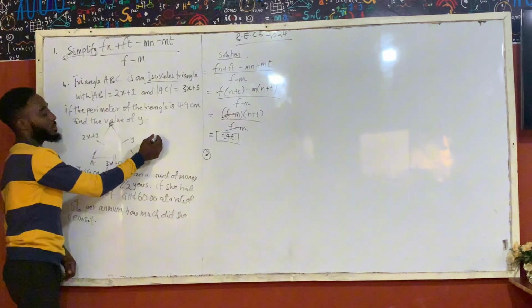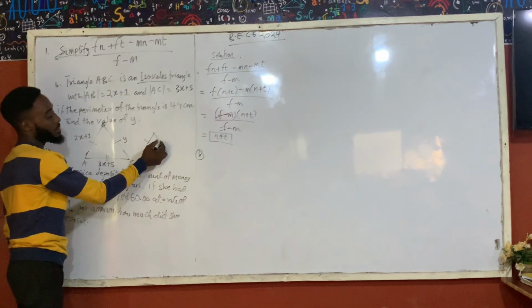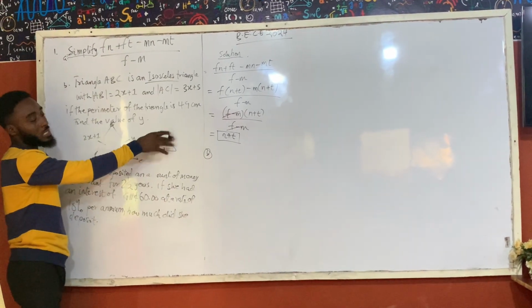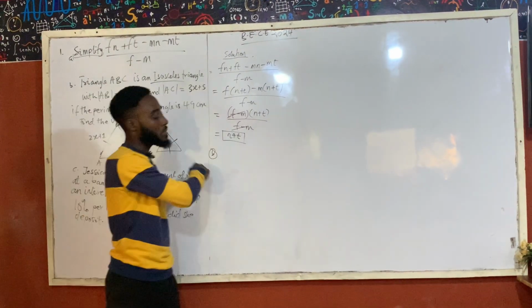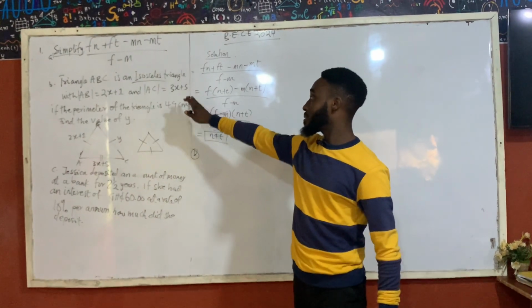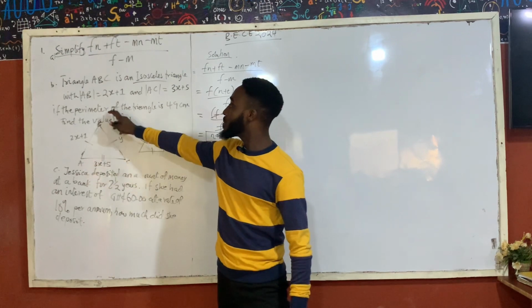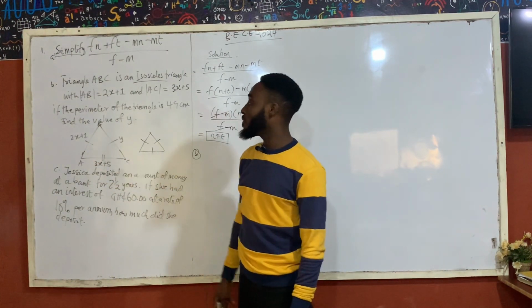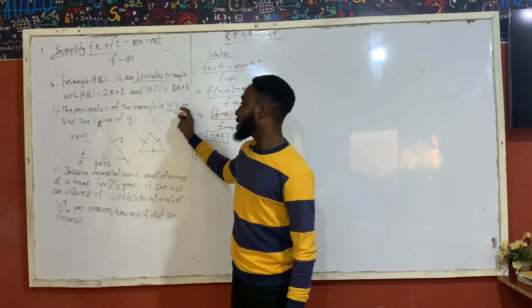Sometimes triangles may look like this. It means all three sides are equal. So either you are told or they use these representations to let you know. That's just by the way. So triangle ABC is an isosceles triangle. AB is 2x plus 1, AC is 3x plus 5. Find the value of y if the perimeter is 49.